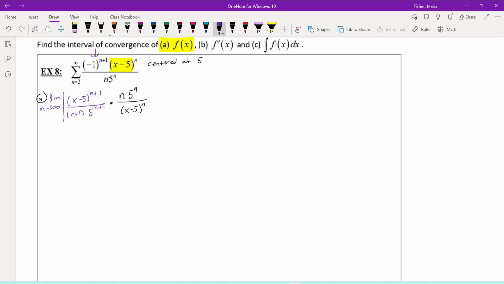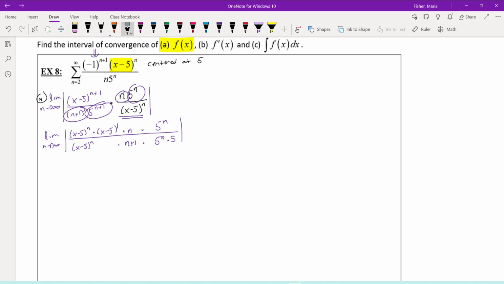Let's go ahead and expand and clean this up. So the limit as n goes to infinity of the absolute value, this is (x minus 5) to the n times (x minus 5) to the first, I'm going to put it over my (x minus 5) to the n. And then I have an n, then I'm going to put over an n plus 1, and then I have a 5 to the n. Then I'm going to put over the 5 to the n times 5. And I'm just putting them this way so it's easier to see what cancels.